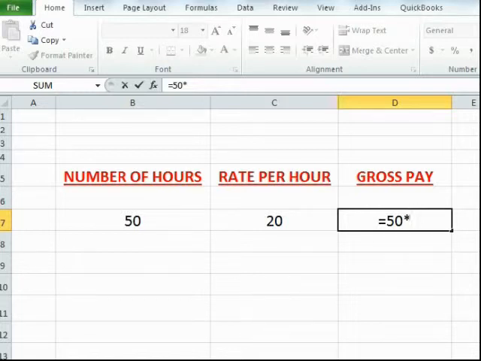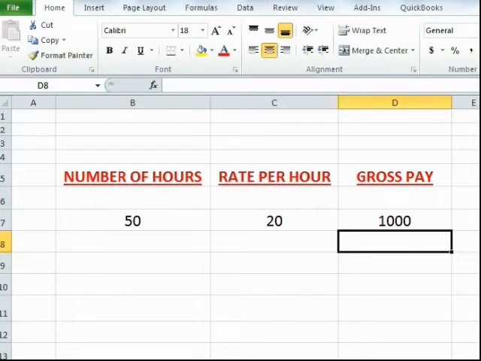So you would tell Excel, please multiply 50 times 20. And this would be the math that a person would do in order to get the gross pay, and this is the math that Excel will do. Now, to save the cell, we push enter, and you notice you are entitled to $1,000.